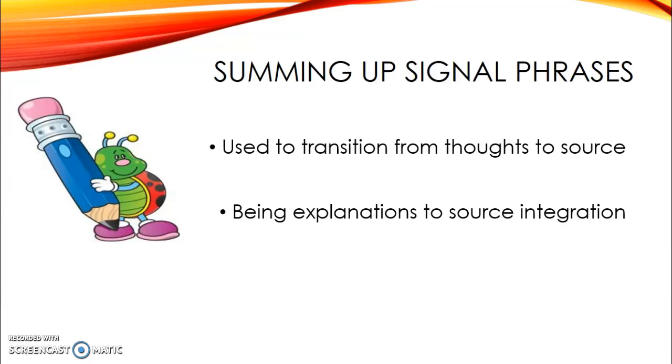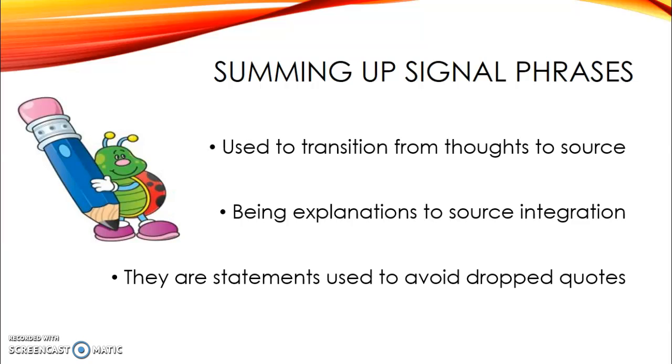So if you're not using an argument and you're writing an educational research paper, it's an easy way and a smooth way to refer to a source. And they are also statements used to avoid dropped quotes. This is really important because dropped quotes are very choppy or jumpy, and the reader is left to figure out the link between the point the writer is trying to make and the quotation. So there's a lot of room for interpretation, and that's not the best.